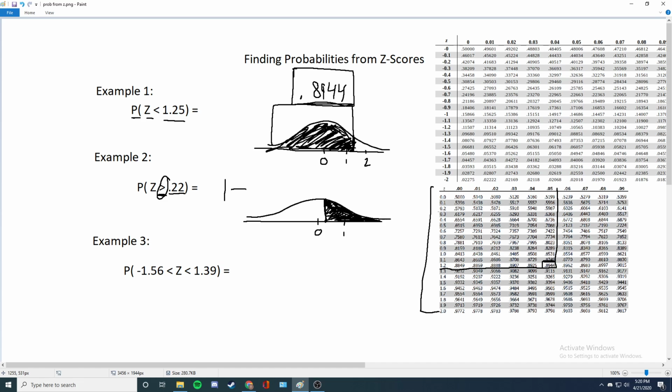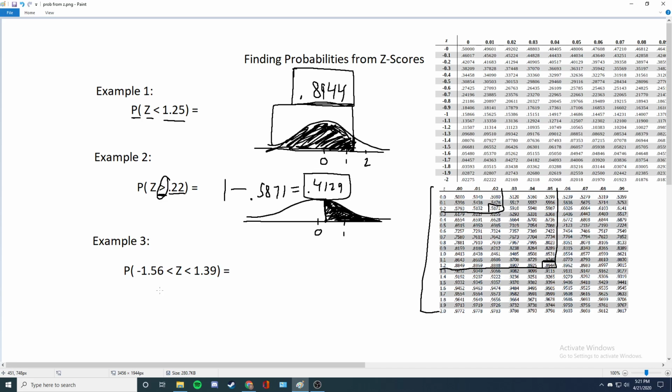So first, let's find the 0.22 on the table. We've got 0.2, and then we go to 0.02. So here's our 0.22 at 0.5871. Remember, we're going to subtract that from 1 to get the area to the right. 1 minus 0.5871 should be 0.4129. So this is the probability that z is greater than 0.22.